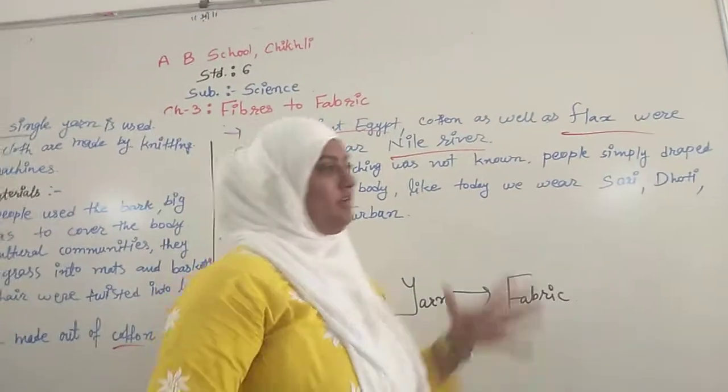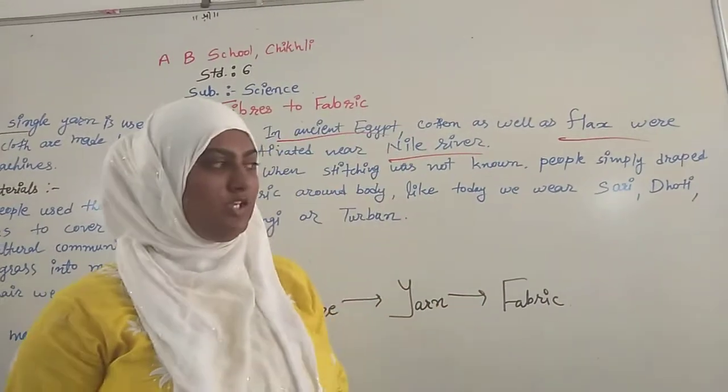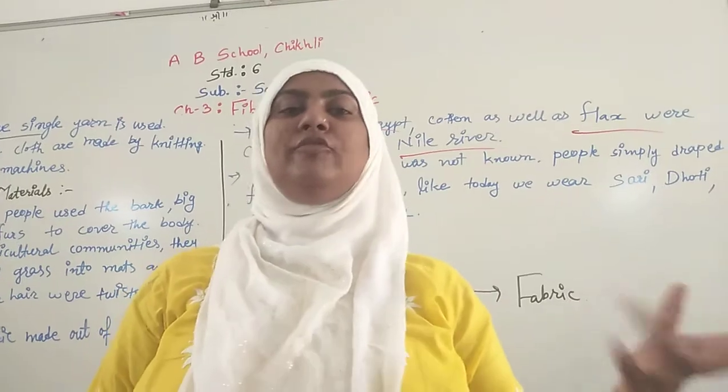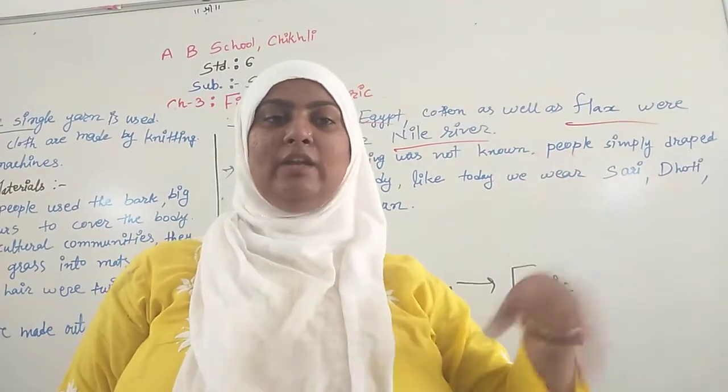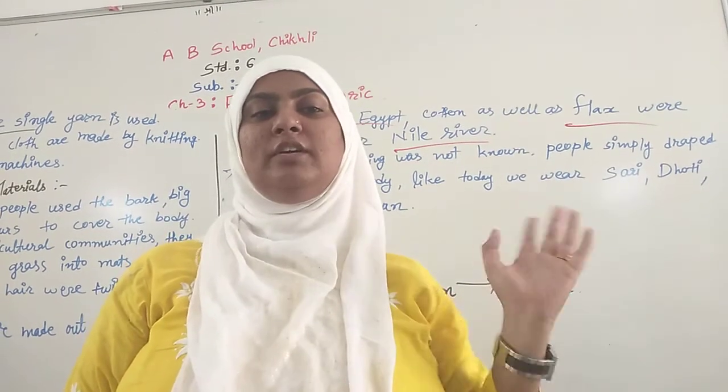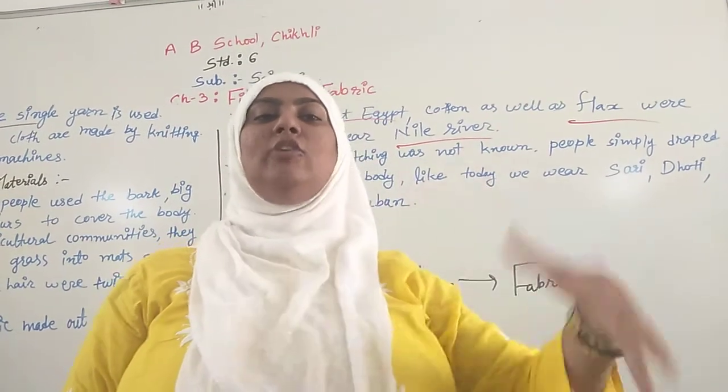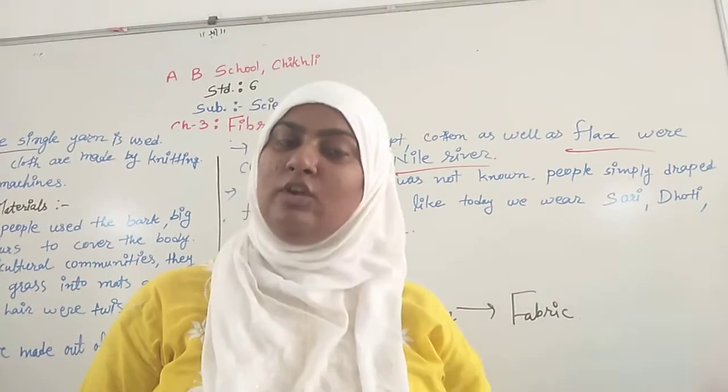So this is our chapter in which we have learned two different plant fibers, cotton and jute, then how those fibers are converted into yarn, then how the yarn is converted into fabric.